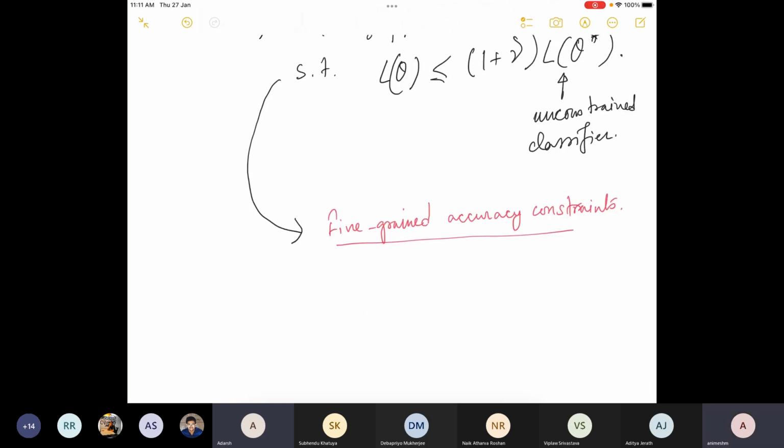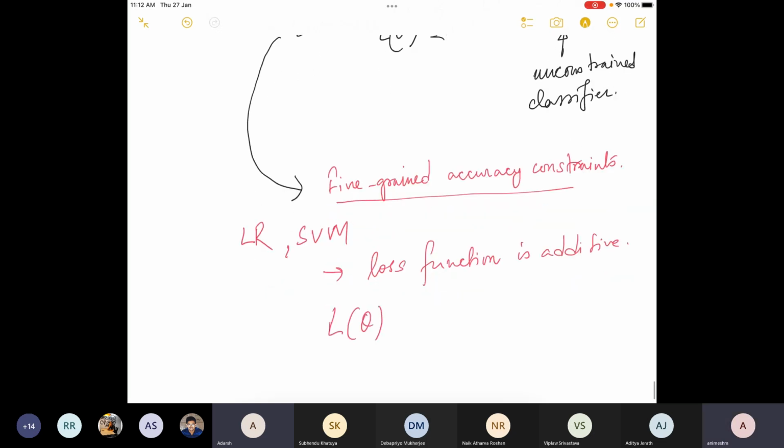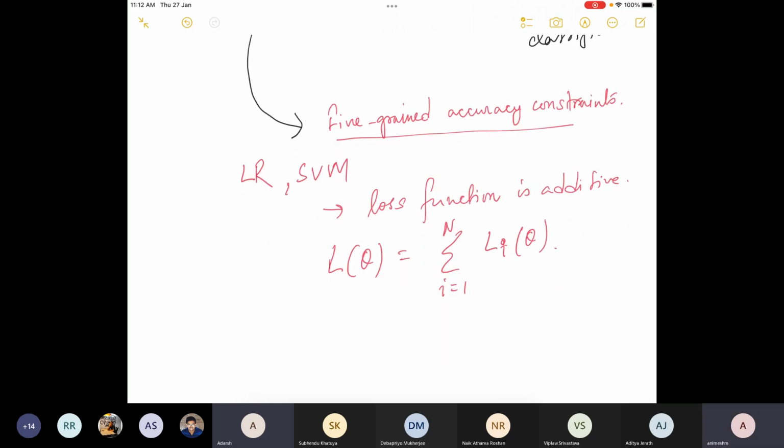Now, what does this mean? If you look at classifiers like LR, SVM, you will observe that the loss function is additive. Usually the type of loss function that is used is additive in nature. By this I mean that L theta can be expressed as a simple linear sum of Li theta. For each data point, the loss function can be individually computed. So now rather than putting the constraint on the entire set, one can also put the constraint on a selected set of data points.